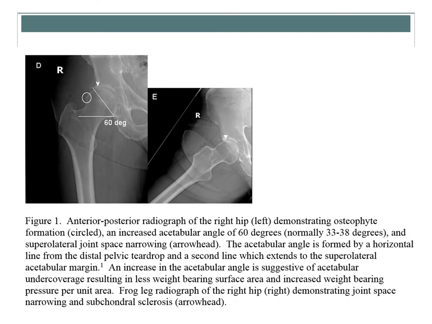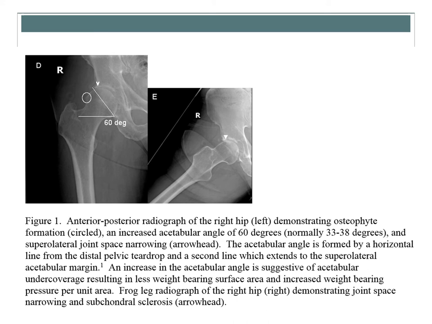So in reviewing the AP and the frog leg view, some of you may have noticed that there are a couple of signs consistent with osteoarthritis. First, you can see decreased joint space. You can see subchondral sclerosis at the acetabulum, especially on that frog leg view. And there's some osteophyte formation, right? Take a moment and study these images with the figure legend, and you'll be able to look at that a bit more closely.